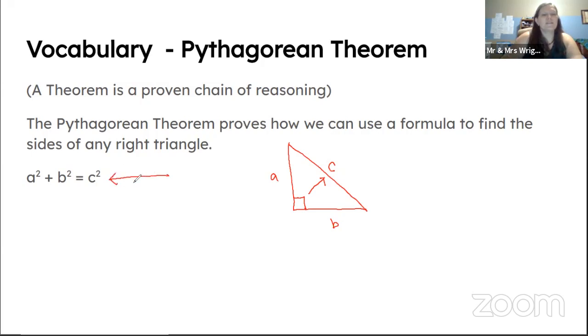And this is the theorem that allows us, through the theorem, we can prove that this equation will always get us the right measurements of the sides of this right triangle, okay?